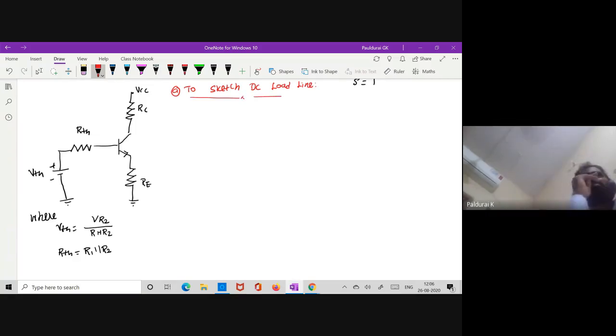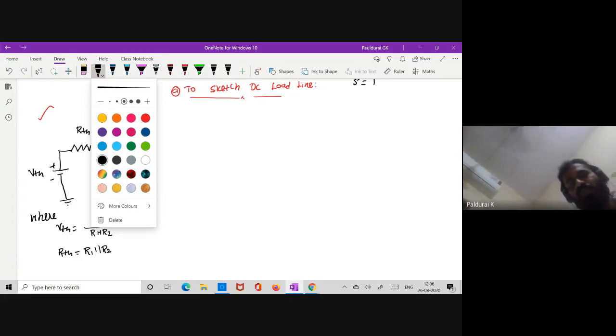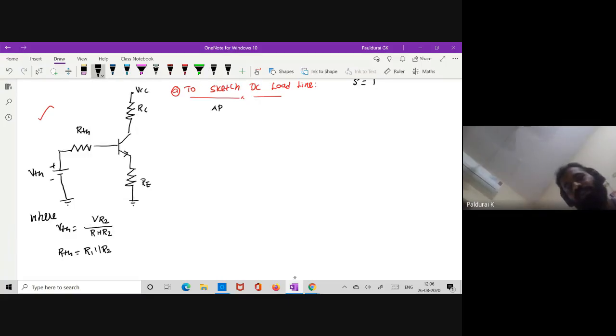That's the very first step, to draw the DC equivalent circuit, which we already did. So the next step, what do you want to do? You want to apply KVL at the input loop.